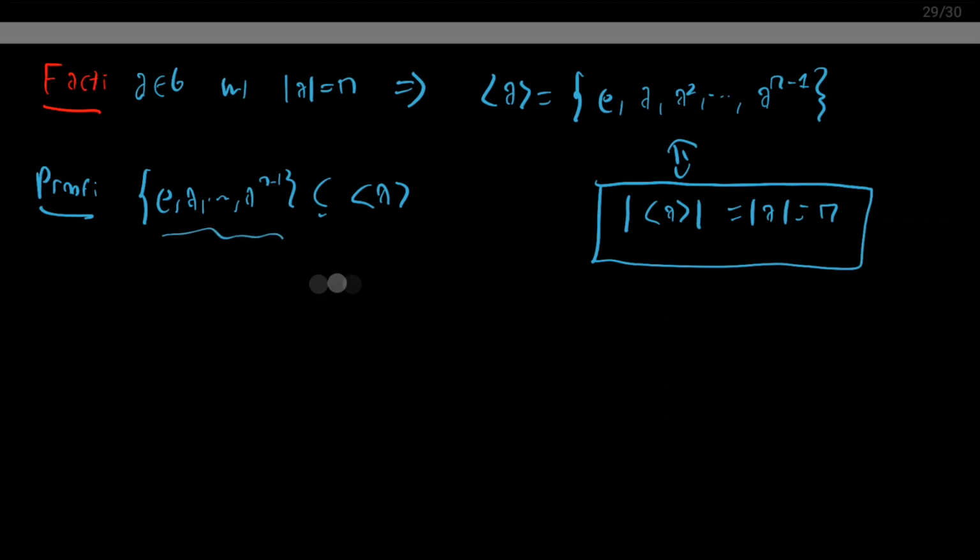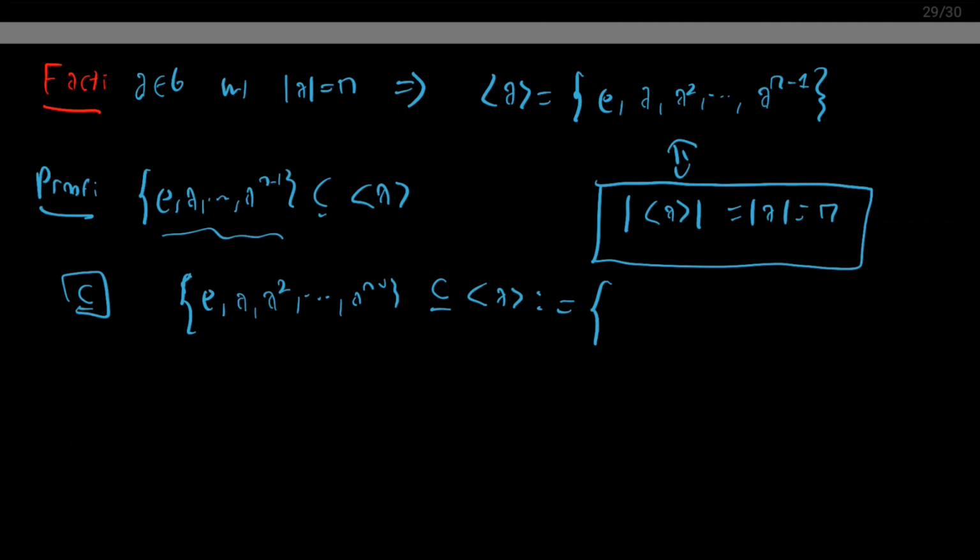So we start by proving this inclusion here, which is trivial. In fact, we see immediately that this is true. In particular, it is true that the set given by the identity, a, a squared, up to a^(n-1) is a subset of the cyclic subgroup generated by a.